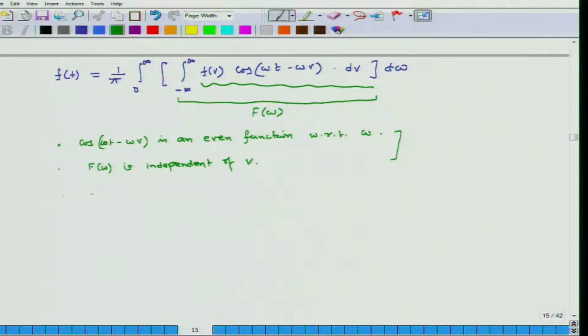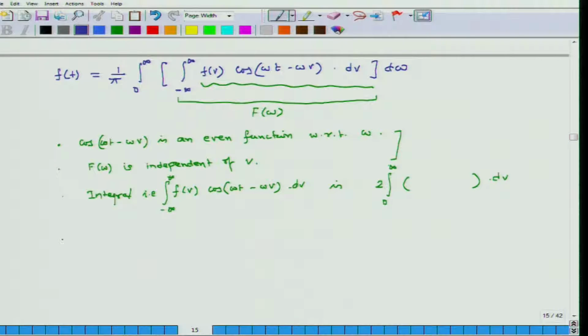that the integral of this f(v) cosine omega t minus omega v dv, from minus infinity to infinity, is nothing but 0 to infinity, 2 times the same thing. I can make this deduction from this.